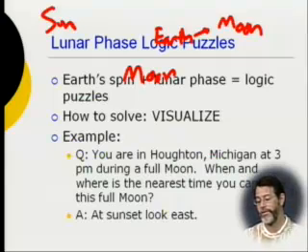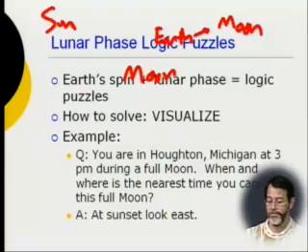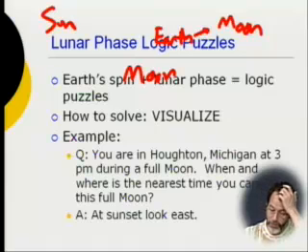So you're in Houghton, Michigan, let's say, at 3 p.m. during a full moon. So the logic question is, when and where is the nearest time you can see this full moon? So yeah, I give you the answer. But if you didn't know that, you can just repeat the answer, but it doesn't mean you understand. So if you want to answer some of the quiz questions, you really need to understand. So how do you do this?